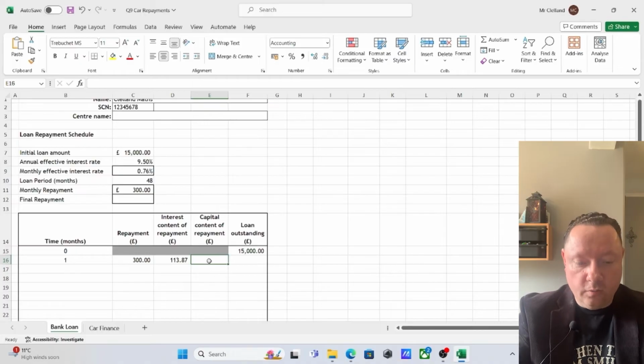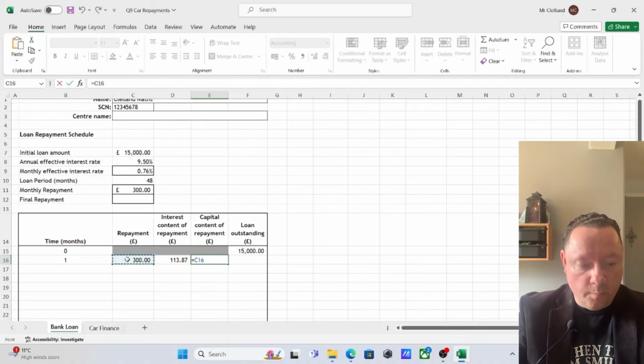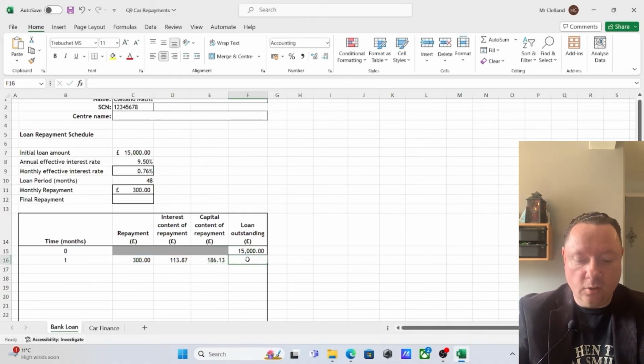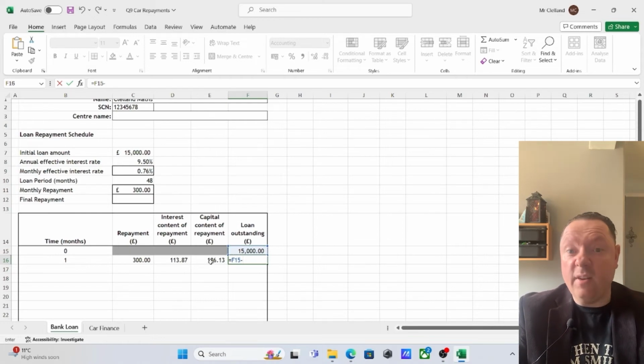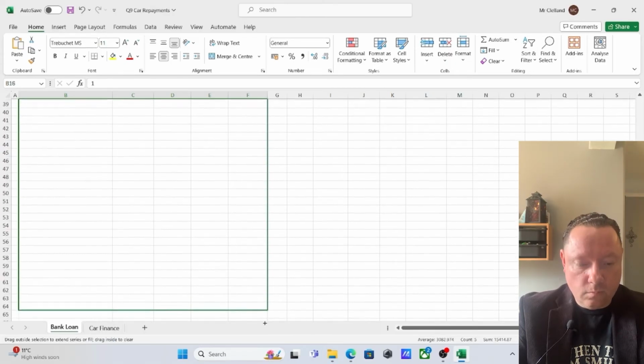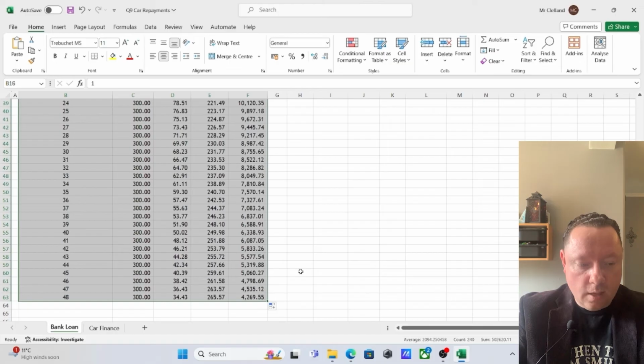Capital content of repayment, well, that's just equal to your repayment minus your interest. So there we are there. And your loan outstanding, well, that equals the previous loan outstanding minus whatever the capital is that you paid. So we can just do that. We wouldn't need to round this one because these ones used the figures already rounded, so we're fine. And then we'll just extend our table down, 48 months. There you go, just make sure it stops at 48, if not drag up or down.